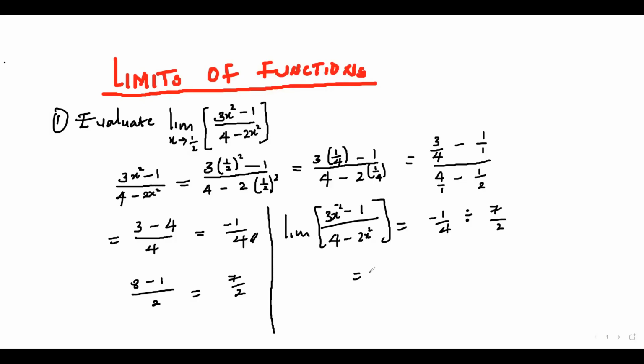So if we flip the second fraction, we're going to get what? 1 over 4 multiplied by 2 over 7. Recall this from the rules of division of fractions. So this now becomes what? 2 can go into 4, right? 2 divided by 2 here is 1, and 4 divided by 2 is 2. So we have minus 1 all over 2 times 7, which is what? 14.